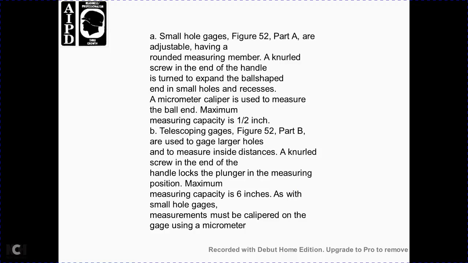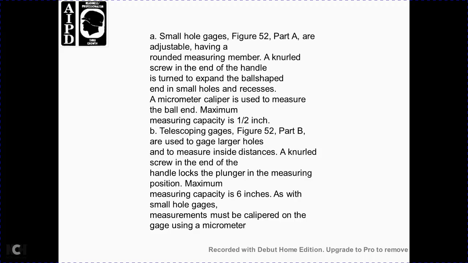Small hole gauge, figure 52 part A, is adjustable, having a rounded measuring member with a knurled screw at the end of the handle. Turn it to expand the ball shape of the small hole gauge, then measure it with a micrometer caliper. Maximum measuring capacity is 1/2 inch. The telescoping gauge, figure 52 part B, is used to gauge larger holes, measuring the inside diameter with a narrow knurled screw at the end of the handle that locks the plunger in the measuring position.